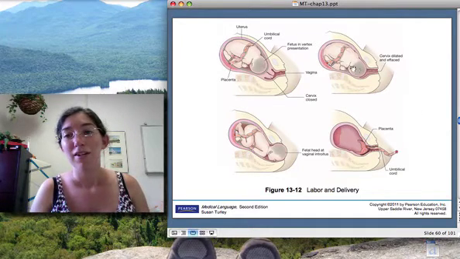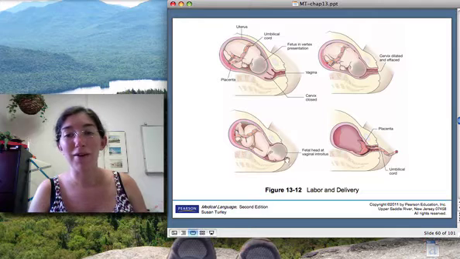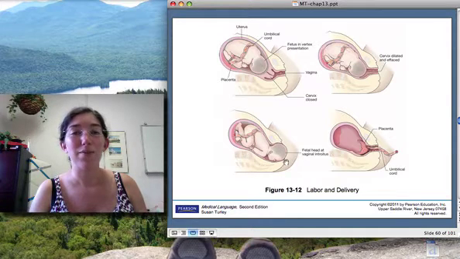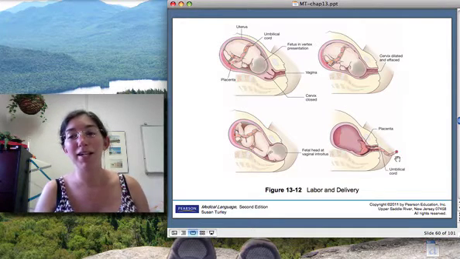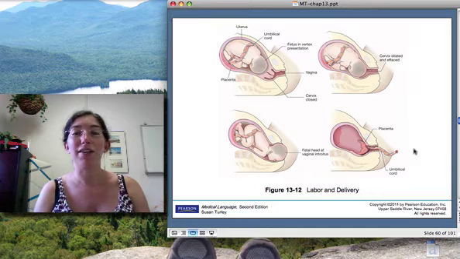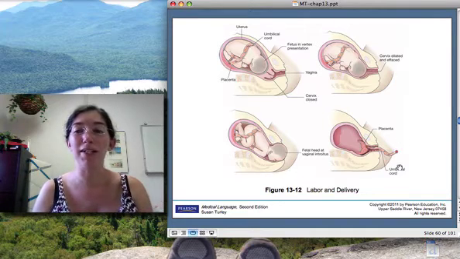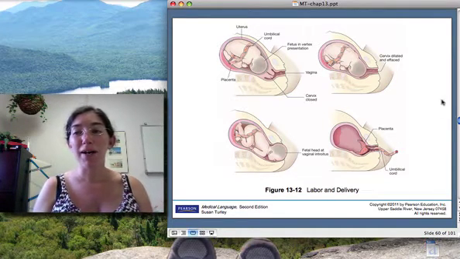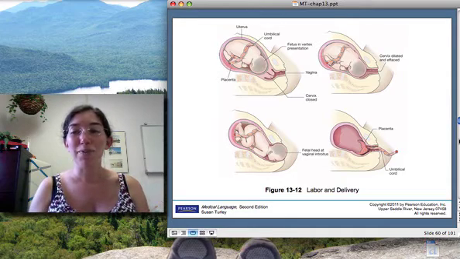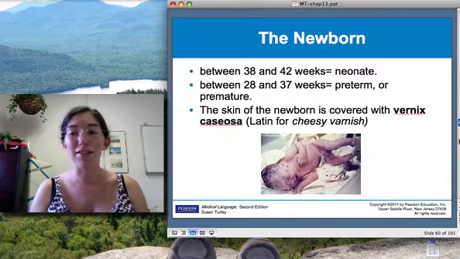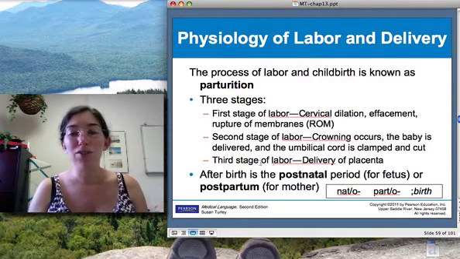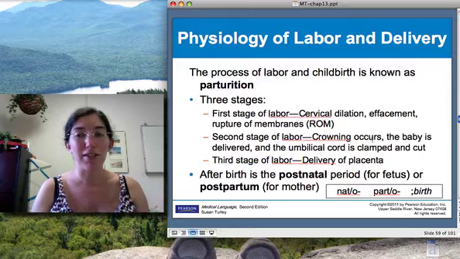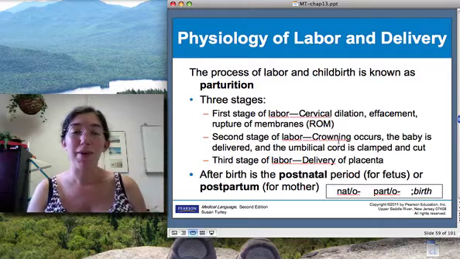So here's crowning as the head starts to make its way out of the vagina, and then delivery of the fetus, and what's left behind. So the umbilical cord comes out, you cut it, clamp it, and then the placenta is left behind, but it is not permanently left behind. It is only temporarily left behind, because the third stage of labor is actually the delivery of the placenta, which usually occurs within a few minutes after delivering the fetus, or the baby.